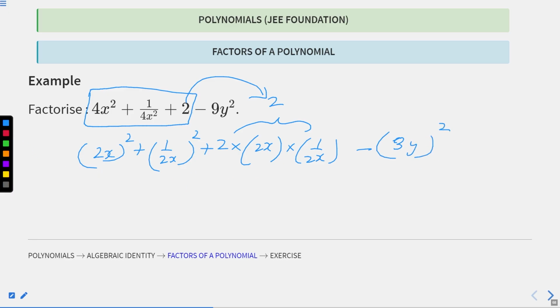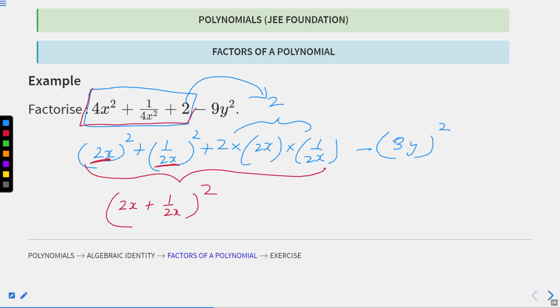Now this is my a plus b whole square. What will be my a? A is this, and what will be my b? B is this. So 2x plus 1 by 2x whole square is replaced by just these terms. Now minus 3y whole square.